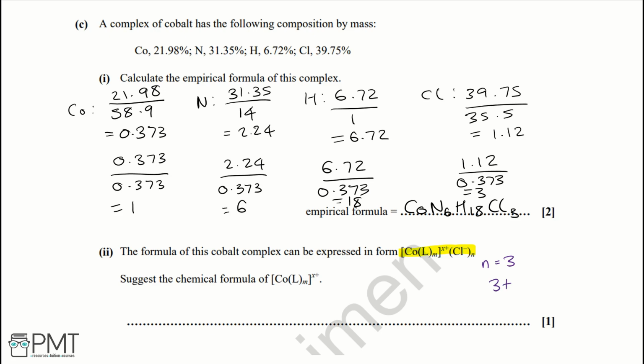So then we're left with our nitrogens and hydrogens. So the L in this complex will be NH3. So ammonia will be our ligand. And then we're going to write 6 as our value for m, and then our 3 plus charge. To get the mark for this question, you must correctly write the chemical formula [Co(NH3)6]3+.